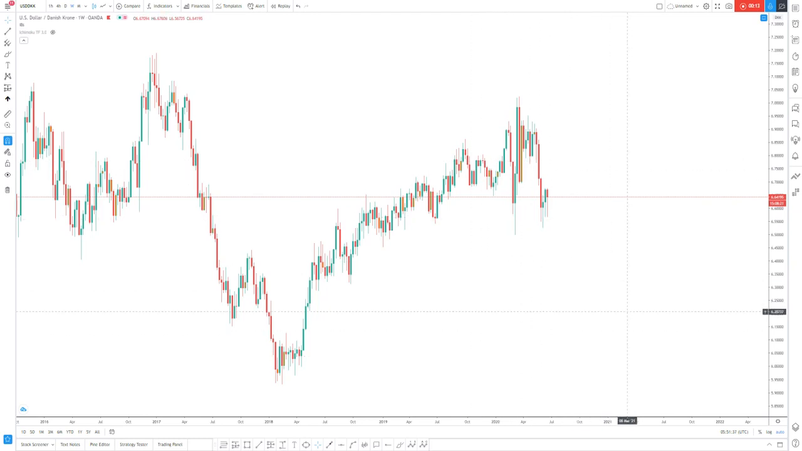This is like a big day for me. So let's get right into it. Today USD DKK caught my interest. That's the US dollar and the Danish krone. Let's get right into it.